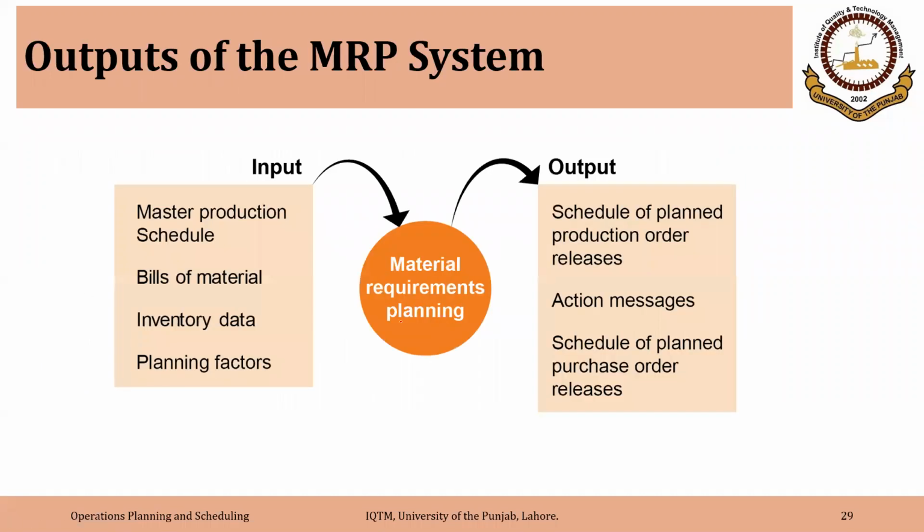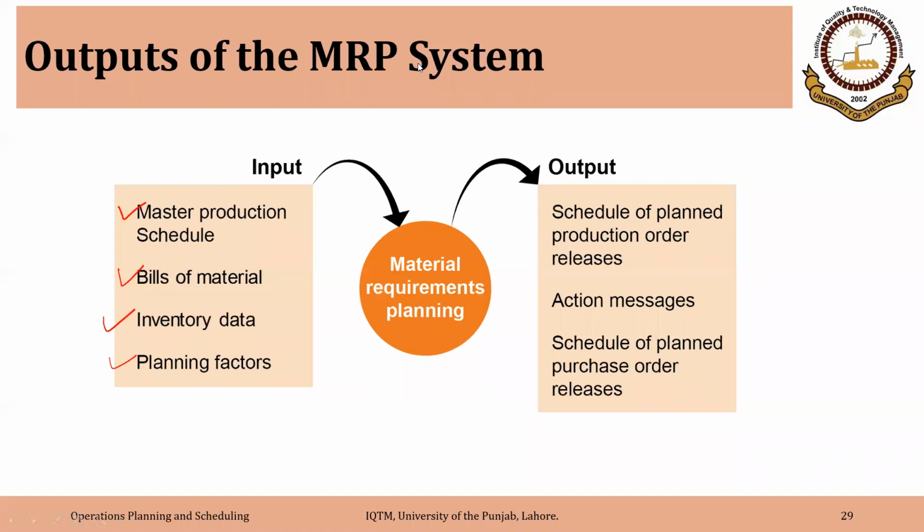So this is the summary of our discussion so far: MPS gives input about the quantity of end items and when they will be required. Bill of material gives the number of components required for a certain quantity of end items. Inventory data or inventory file updates us about the current status of the inventory of a specific item. And planning factors inform us about the lot sizing policy, the lead time, the safety stock, etc.